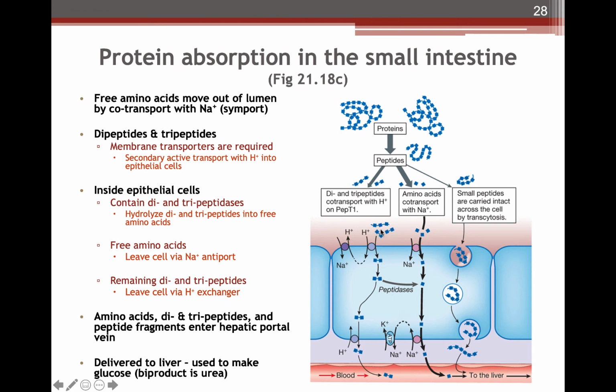And then for di and tripeptides here, these are carrier proteins here and here, but it's co-transport with hydrogen ions in this case. And so these hydrogen ions can be used as a concentration gradient to pump di and tripeptides into these cells. And then they leave via co-transport with hydrogen ions again. And so those are carrier proteins doing secondary active transport. They're just hydrogen ion dependent secondary active transport.